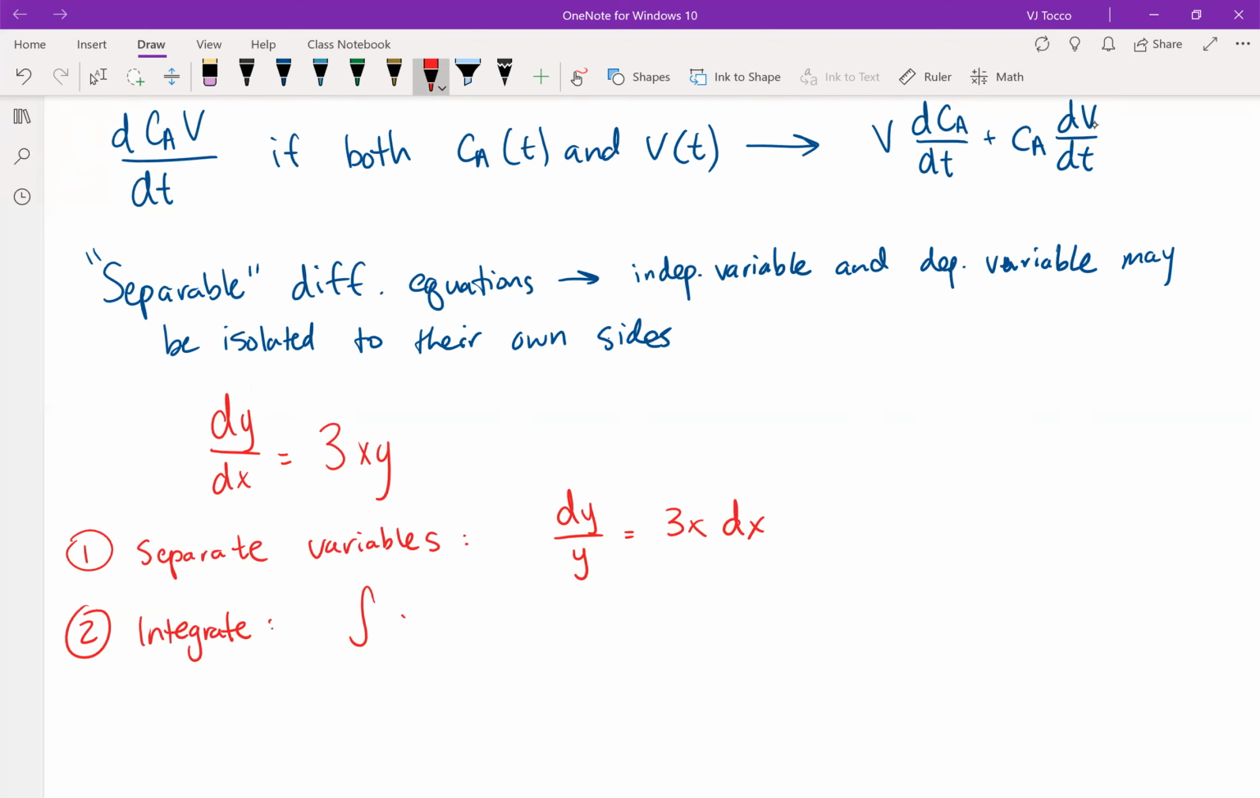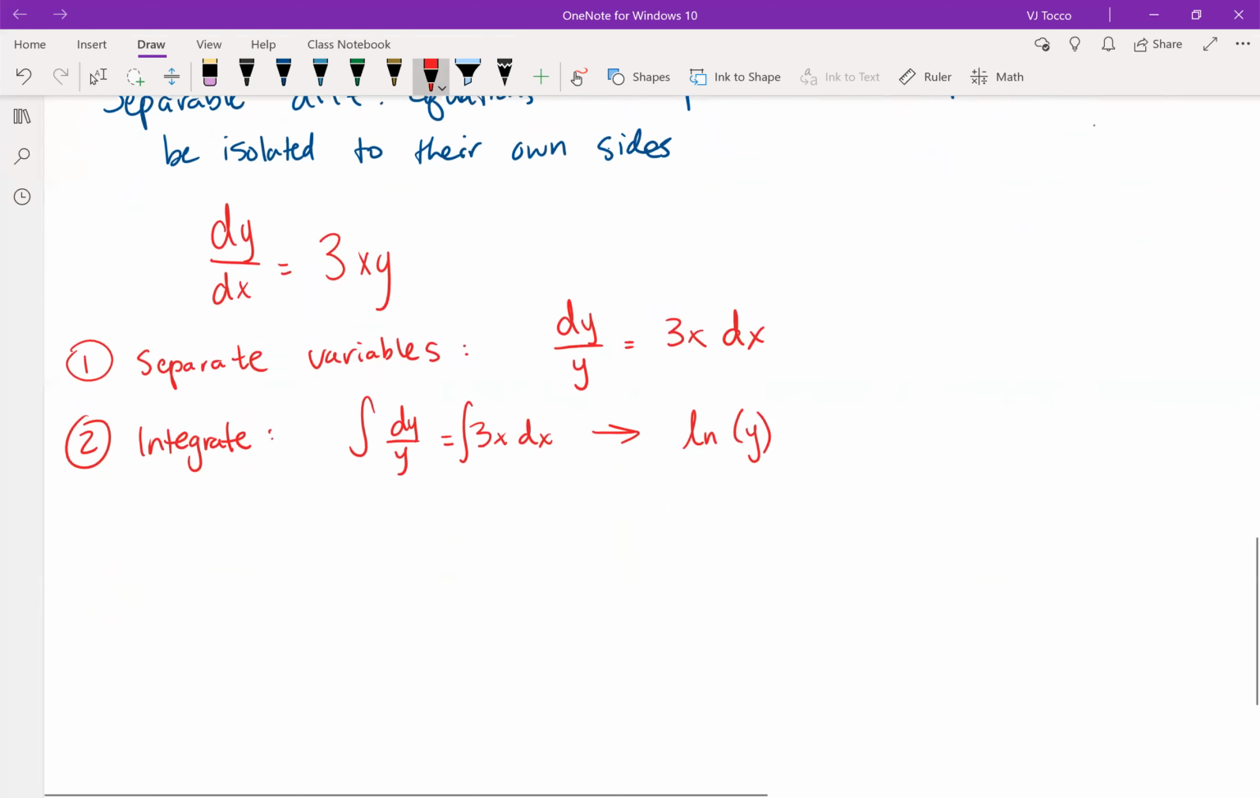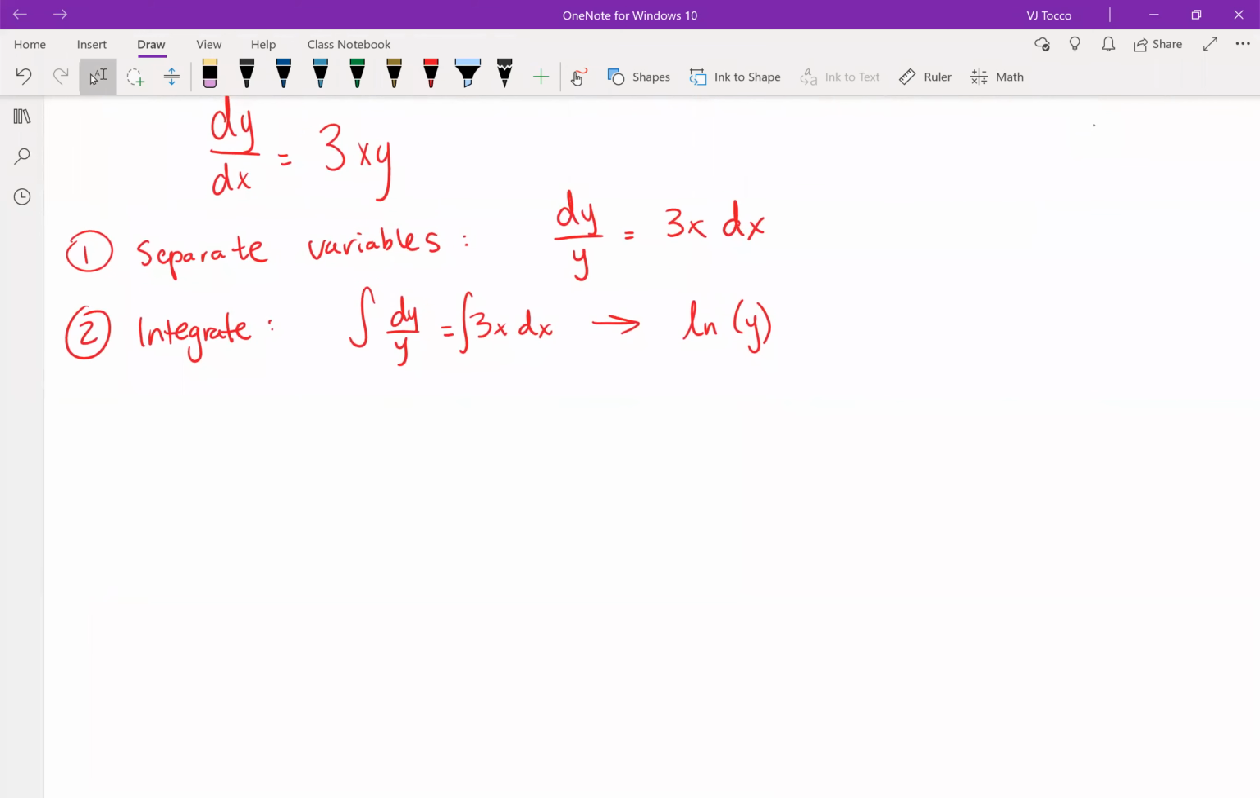So integrating both sides is going to give me dy over y equals the integral of 3x dx. And the integral of 1 over y, this is going to be one that you definitely want to memorize if you have not already, is the ln of y. There are a few other integrals that are going to be useful to memorize, but in this semester where everything's online, you'll always have access to integral tables or anything like that.